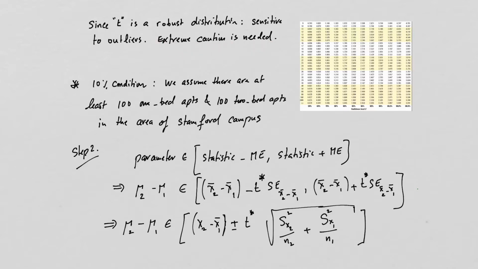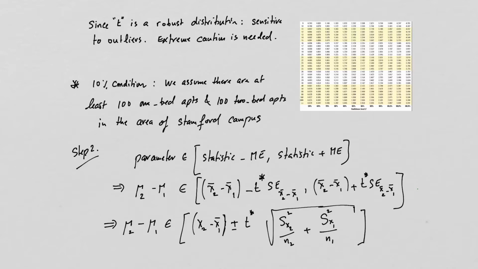The 10% condition is fulfilled because we assume there are at least 100 one-bedroom apartments in that area, and at least 100 two-bedroom apartments in that area of Stanford. So the 10% condition is fulfilled, and the reason we use this condition is so we can use the standard deviation of X bar to be sigma over root n in general, okay?